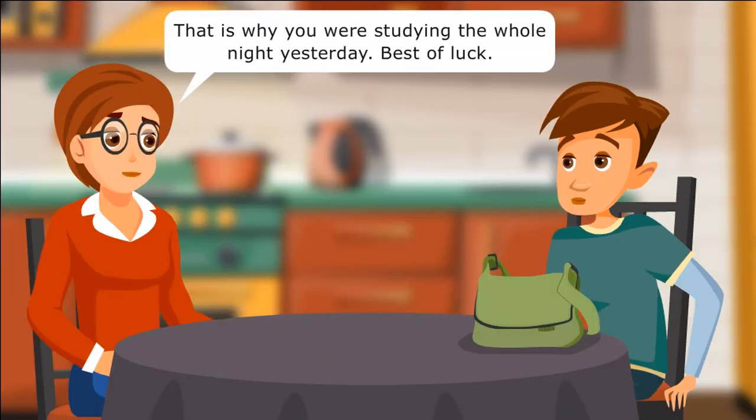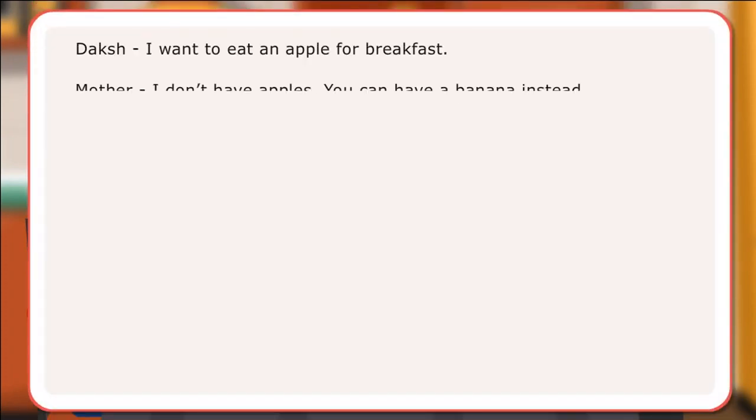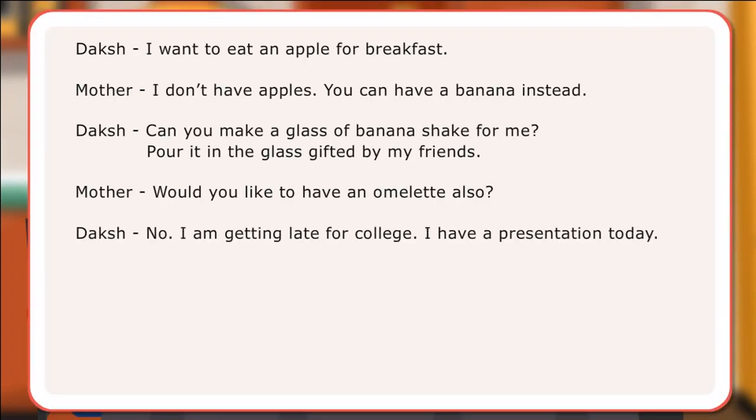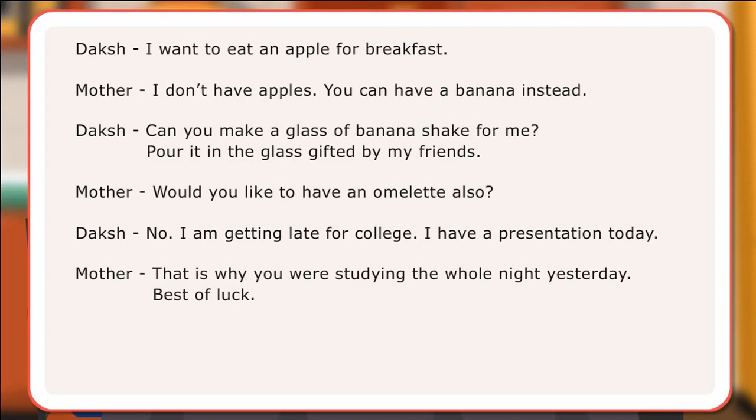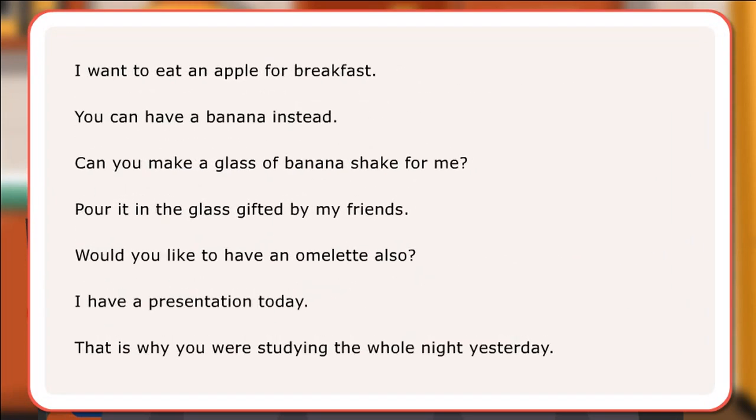Best of luck. In the dialogues, the boy and the mother have used words that give information about the nouns that follow and make it clear whether something general or specific is being mentioned. The words a, an and the are examples of articles. Here are some examples of the use of articles.